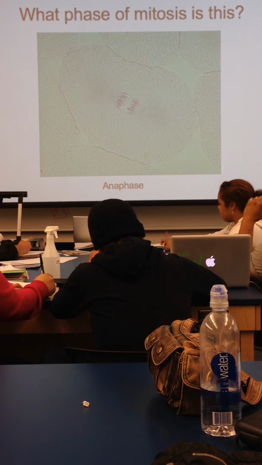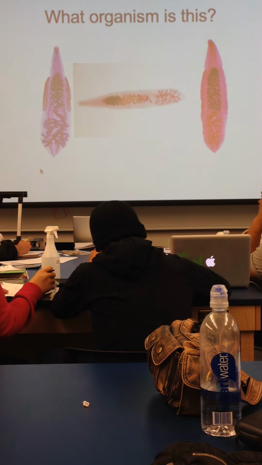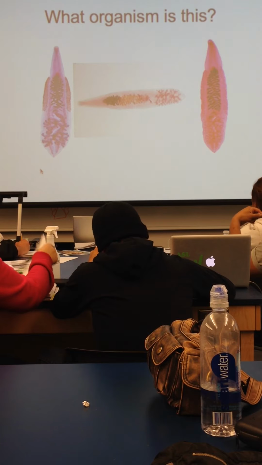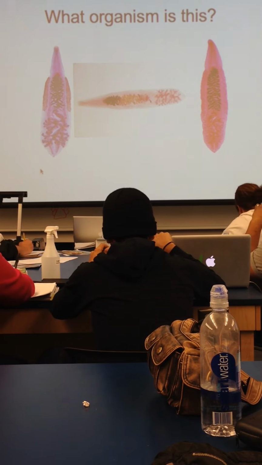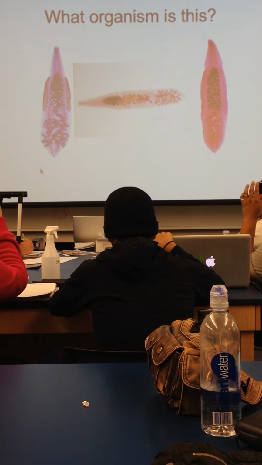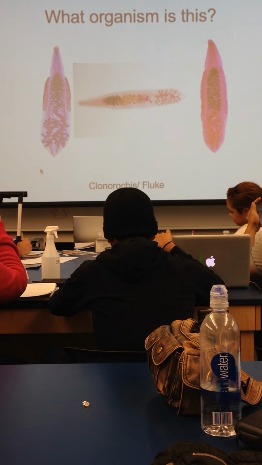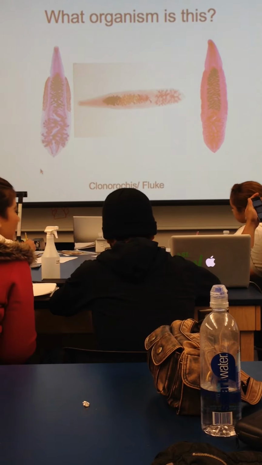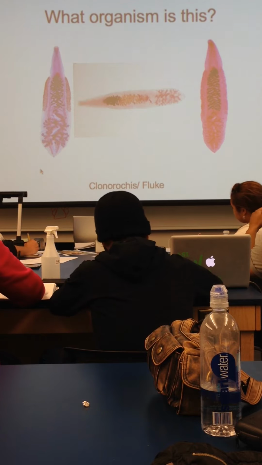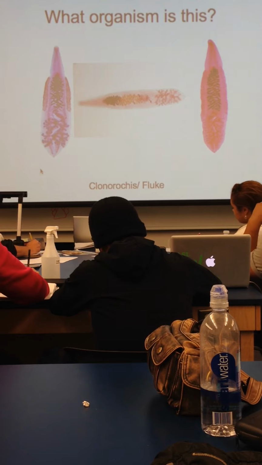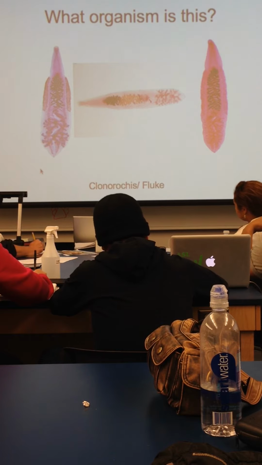Are you okay if I switch? All right. What organism is this? Clonorchis. Okay, a lot of students know this because they did it for their bonus assignment. Okay, remember Clonorchis is also the fluke worm, so it's a type of flatworm. Okay, it belongs to the flatworms.